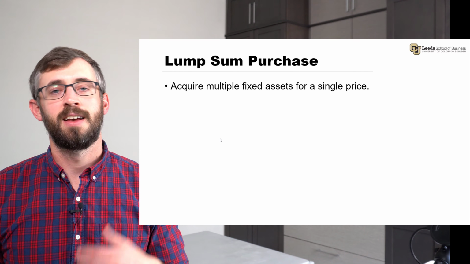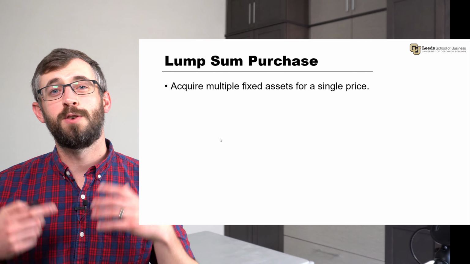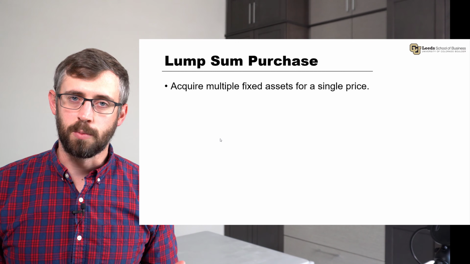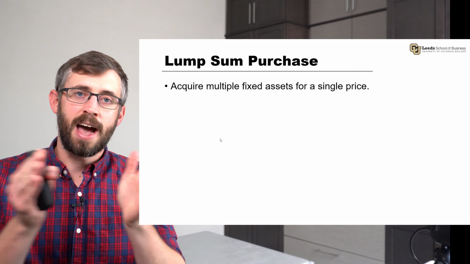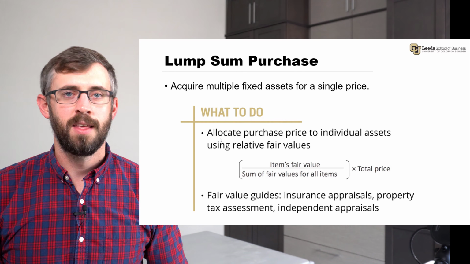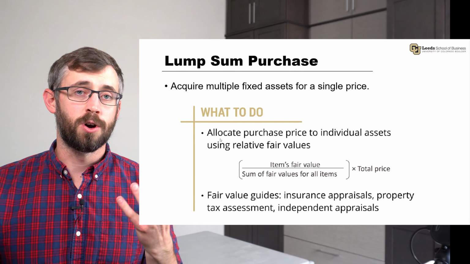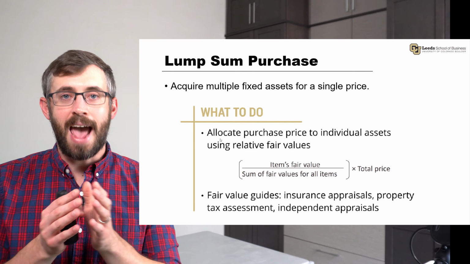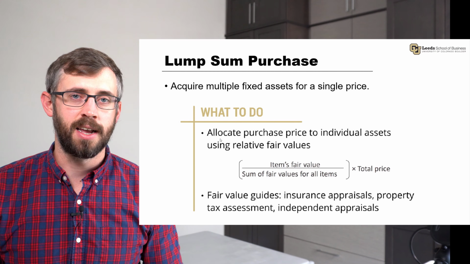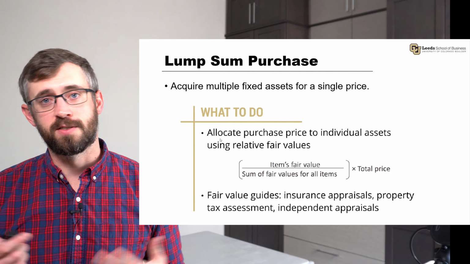Now, the nice thing is how we're going to do this is exactly how we've allocated prices before. So if you remember revenue recognition, we would sell a bundle of goods for a single price, and we would have to divide up that price between all of those individual goods. Here we're going to do the same thing, where we're going to allocate the purchase price. Now we're the buyer of a fixed asset. We're going to allocate our purchase price to the different kinds of assets that we're buying based on their standalone fair value.